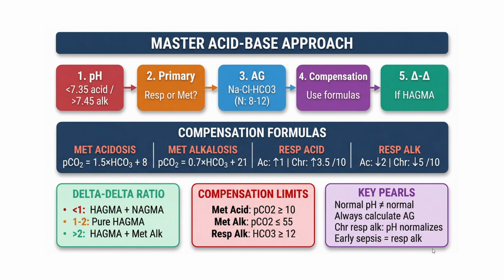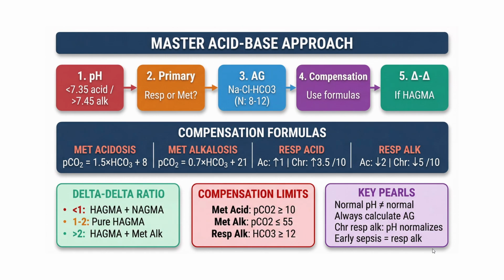It's also helpful to remember that compensation has physiologic limits. The lungs and kidneys can only compensate so far, and when values fall outside those limits, it usually signals a second process. In metabolic acidosis, expected PCO2 equals 1.5 times bicarbonate plus 8, plus or minus 2. In metabolic alkalosis, expected PCO2 equals 0.7 times bicarbonate plus 21, plus or minus 2.